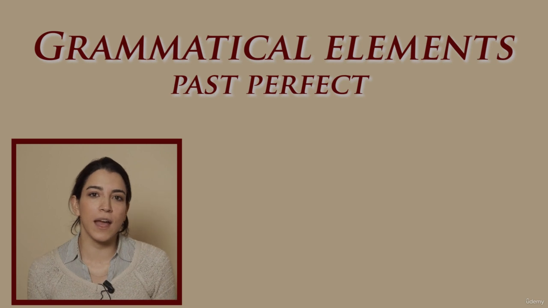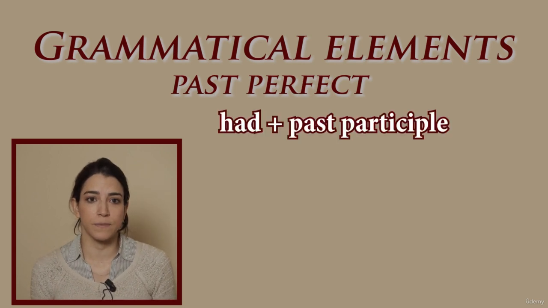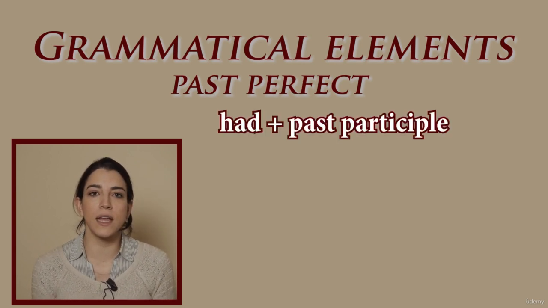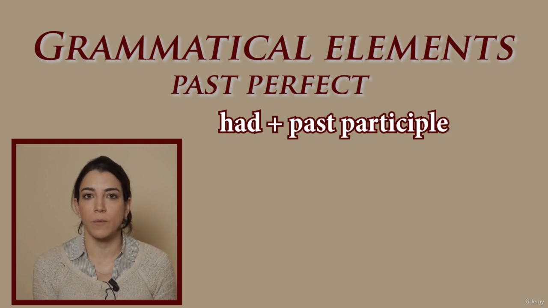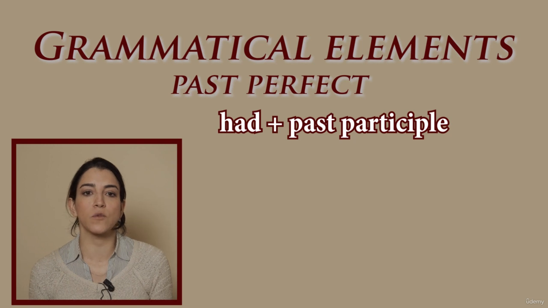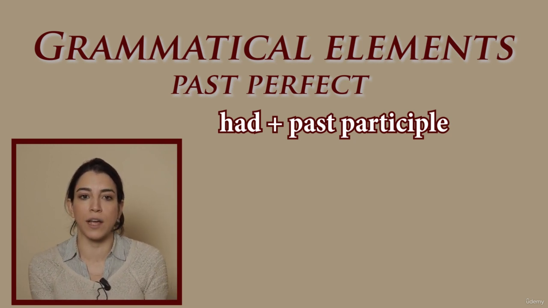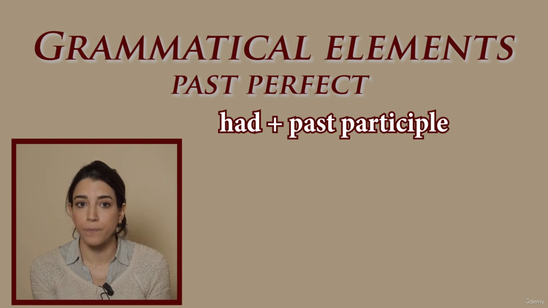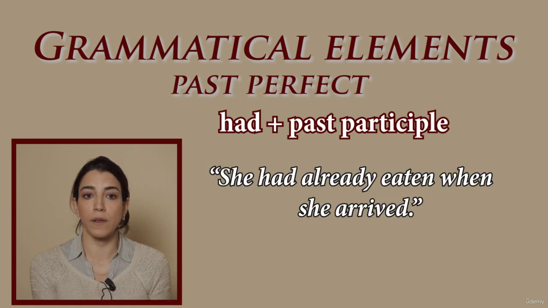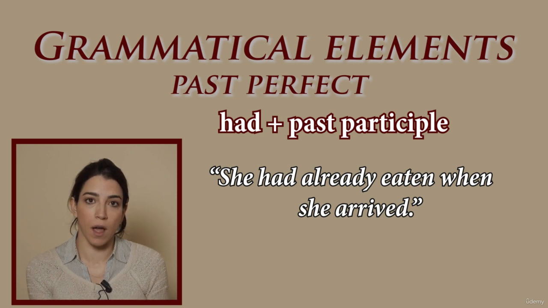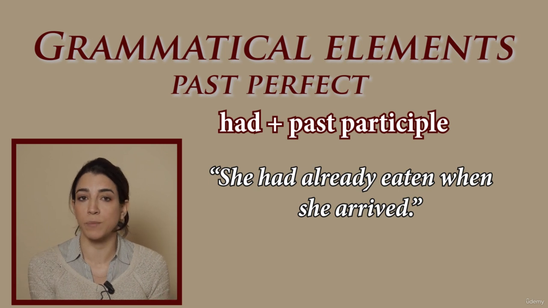Now let's take a look at the past perfect. The past perfect is the combination of a past tense with the perfect aspect. It is used for actions or states that began and were completed before another action in the past took place. For example, she had already eaten when she arrived. So we use had plus past participle.